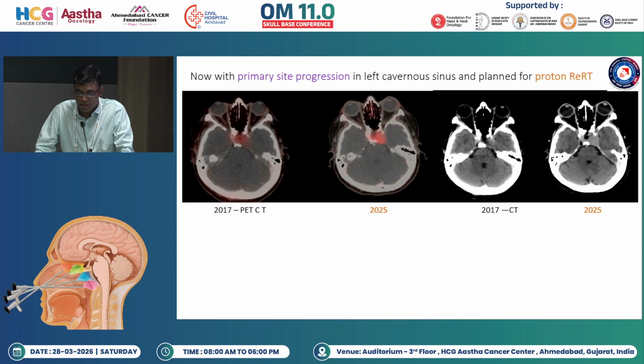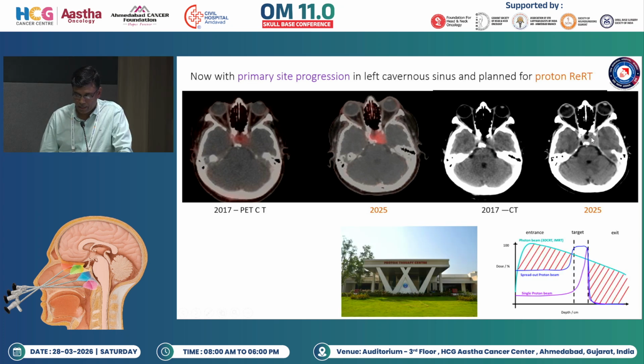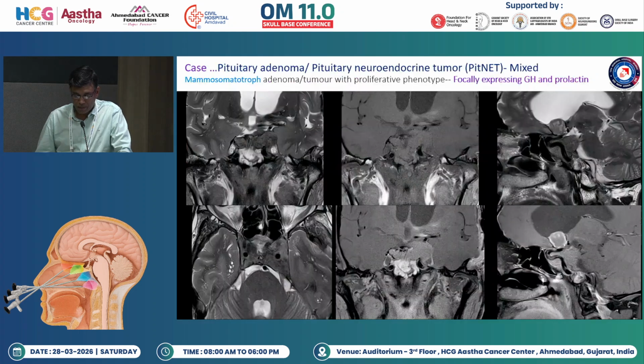What we see on the earlier PET, which is usually done because there is a chance that there could be metastatic disease or multiplicity, is what the residual disease is. On the PET CT, there is uptake. On the CT, we can see a solid area that is coming back, and the patient is planned for proton re-RT in this particular aspect.